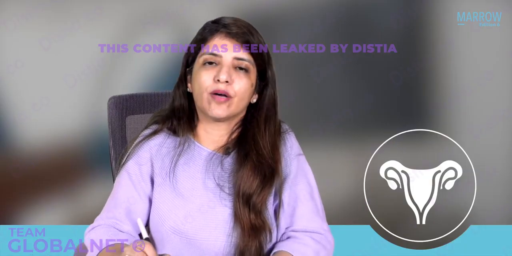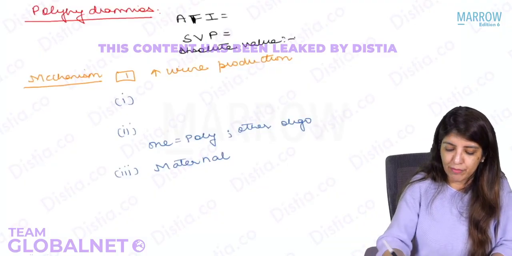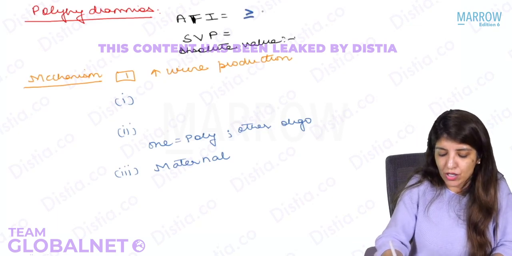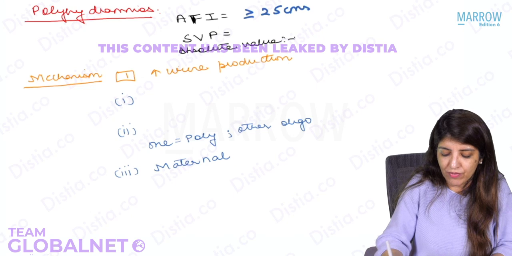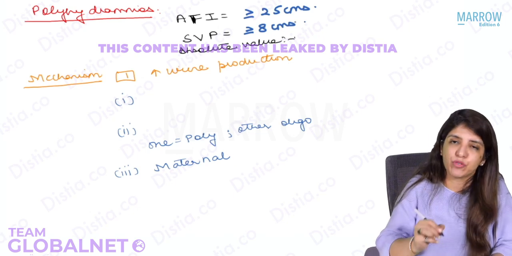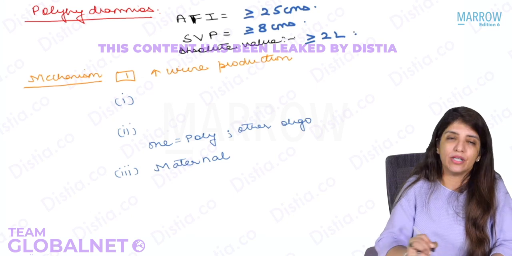Now, we are going to talk about polyhydramnios. So first, the definition of polyhydramnios. Tell me, in polyhydramnios, what is the AFI? AFI is more than or equal to 25 centimeters. Single largest vertical pocket is more than or equal to 8 centimeters. And the absolute value of amniotic fluid is more than or equal to 2 liters.